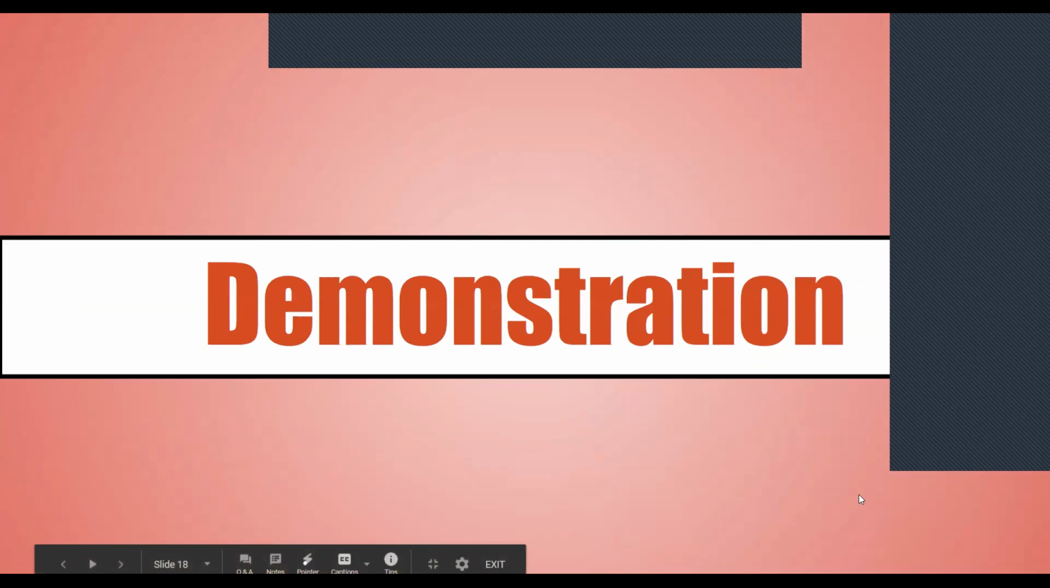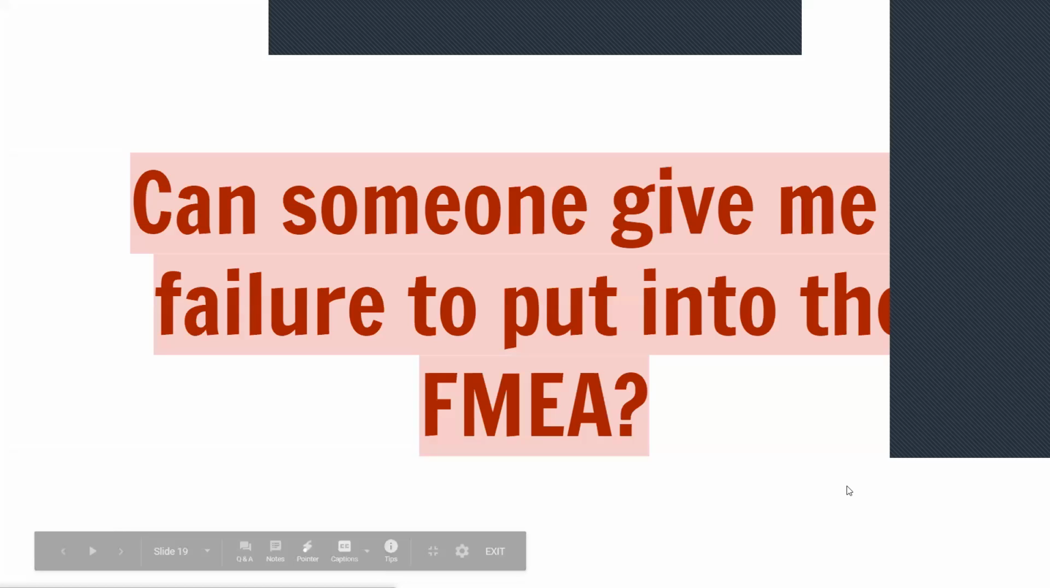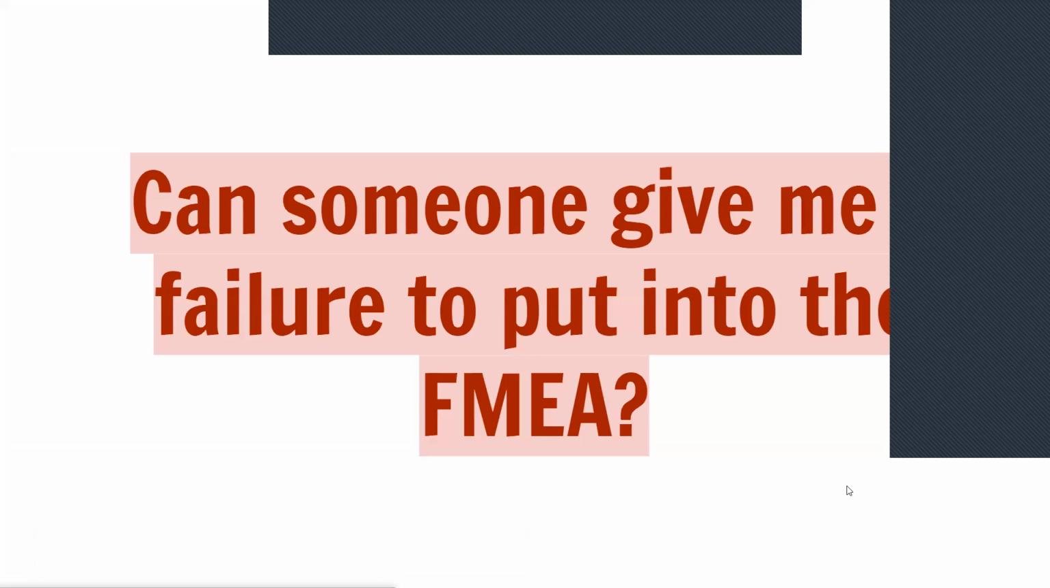Now we're going to be doing a demonstration, and it is going to be interactive, and another one of our team members is going to be telling us the questions, but keep in mind the lag. So can someone give me, hold on, we're having problems. Can someone give me a failure to put into the FMEA, preferably robotics related, but I guess whatever gets the point across?